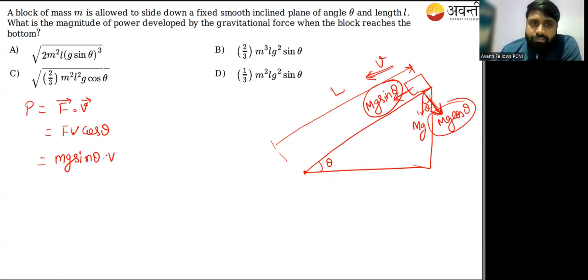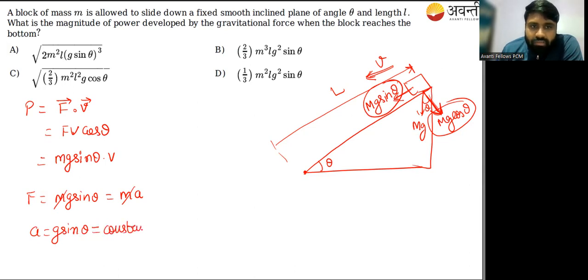So we can apply here mg sin theta into v into cos 0, which is 1. Now we need to find out this velocity. Since this force is mg sin theta, this should equal mass into acceleration, which is Newton's second law of motion. So acceleration is g sin theta, which is constant, because g is constant and theta is constant. So this is the uniform acceleration. We can apply the uniform acceleration equation. We know the length, we know the initial velocity, so we can calculate the final velocity by this expression.